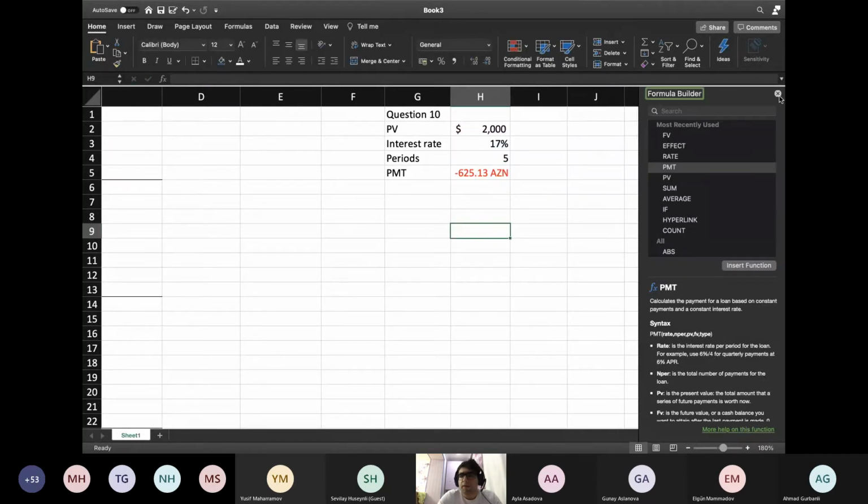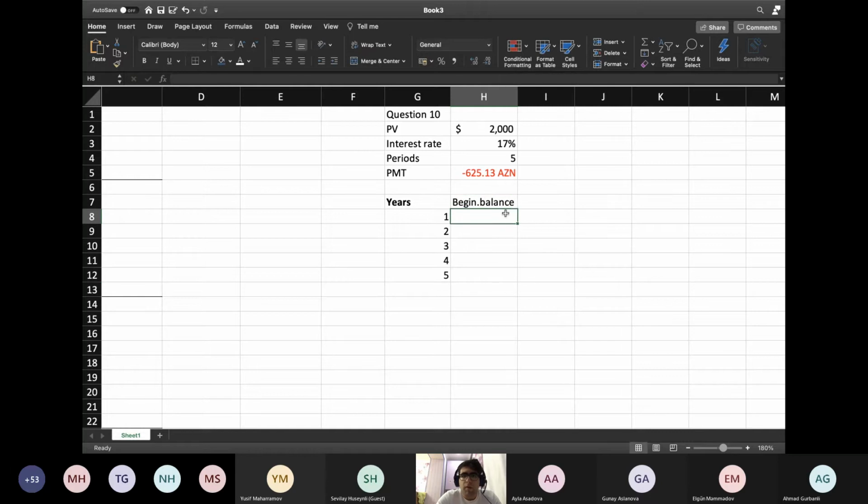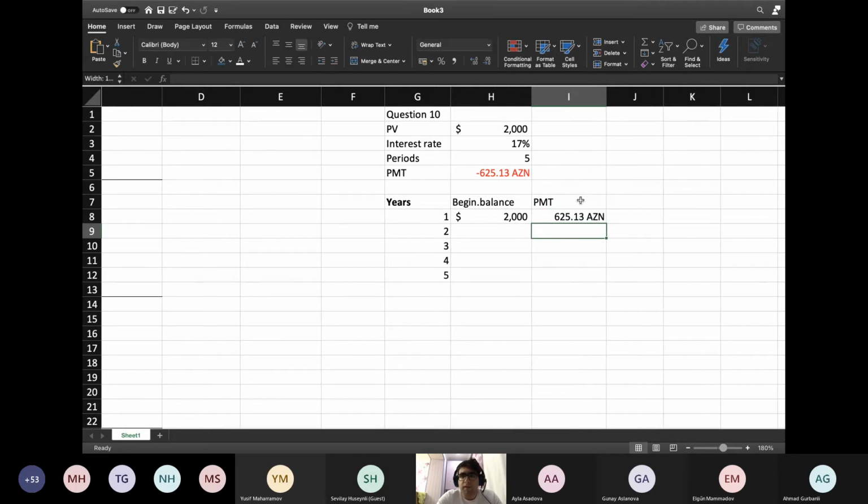So PMT-ni tapdıq. Gələk bura years. We have years 1, 2. How many periods? 5 periods, 3, 4, 5. We have beginning balance. It should be equal to 2,000. We have PMT. Let's put minus sign here. 625 AZN. It's not AZN actually. Let me change it to dollar sign. This is also dollar. Okay. Axıra qədər bu 5 il ərzində 625 ödəniləcək.